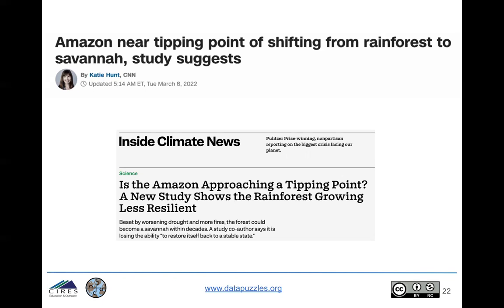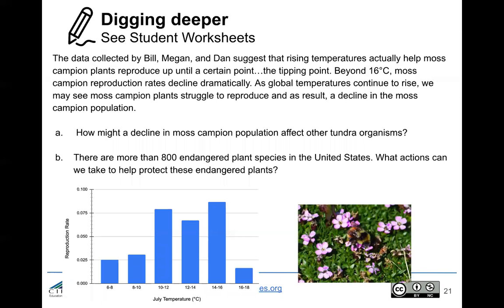So in that additional resource section in the teacher guide, I have some other resources that point to different climate tipping points that you could connect to from this data puzzle. So again, I tried to build in some different ways that you could connect this resource with student experiences or other topics that you have brought up in your classroom.